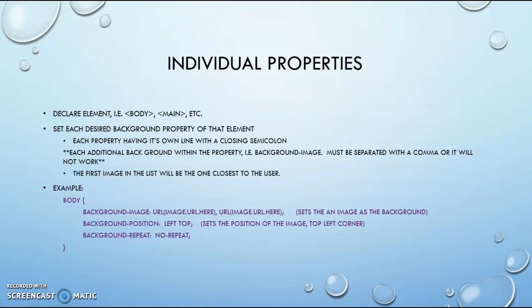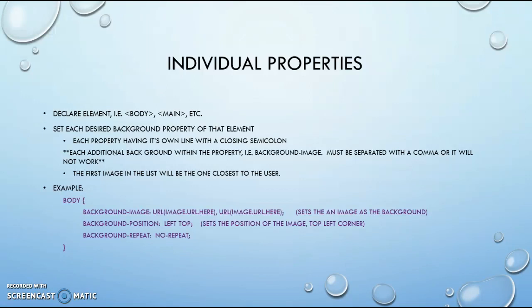And then the next thing, this is important: the first image in that list is going to be the image that is closest to the user. You'll see that here in my example a little bit later, but those are two very important things. The closing semicolon is something that we're just used to doing, but you've got to make sure you have that separating comma, and that you understand that the image first in the list is the one that is closest to the user.